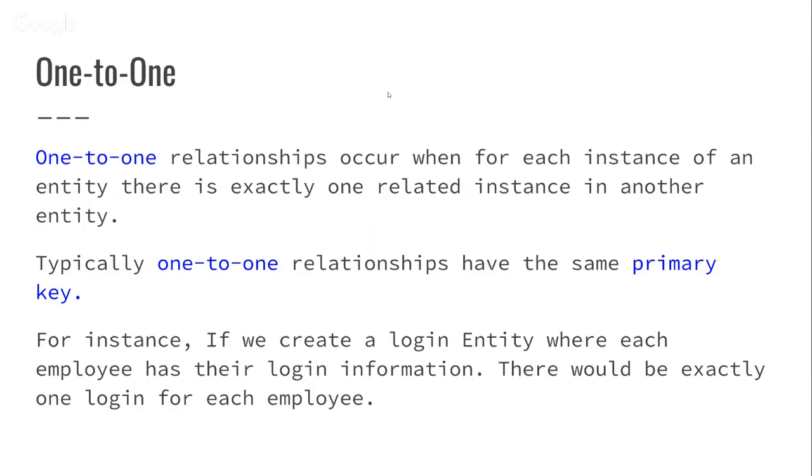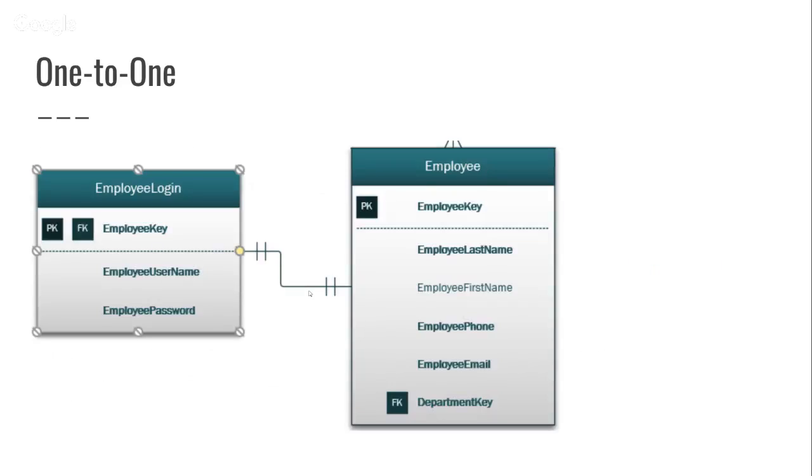Okay, so one-to-one relations occur when there's exactly one related instance in another entity. Typically, they share the same primary key. Like if we split employees, there would be an employee key in one and an employee key in another. So if we create a login entity where each employee has their login information, there would be exactly one login for each employee. One-to-one, there's no crow's foot there, it's just one. Right? And they both have the employee key.